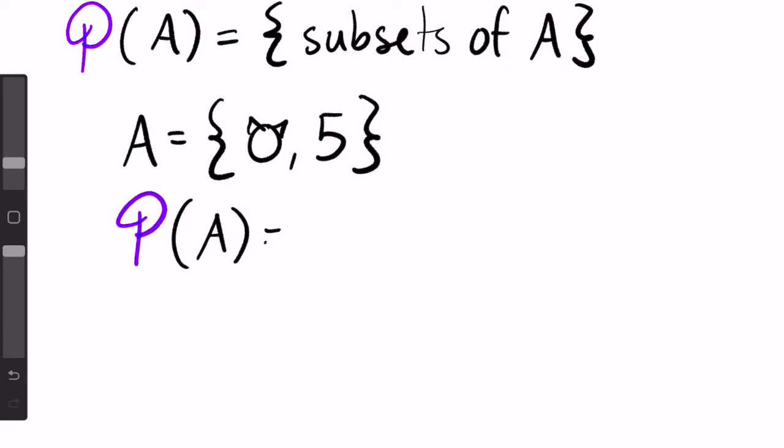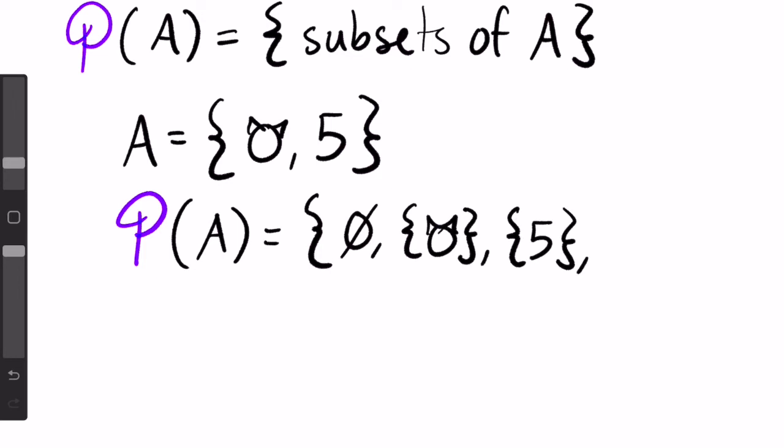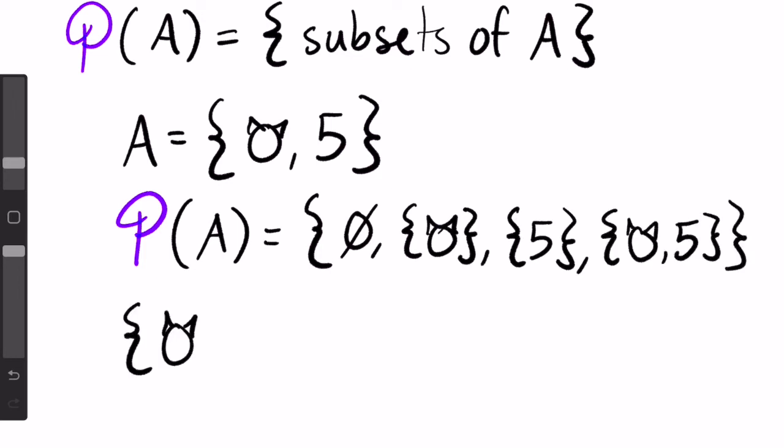Then the power set of A is the empty set, the set of cat, the set of 5, and the set of cat 5. Note that the set of cat is different than cat. Cat is just a cat, but the set of cat is a set with a cat inside of it. And thus concludes the very fast-paced definitions part of this video.